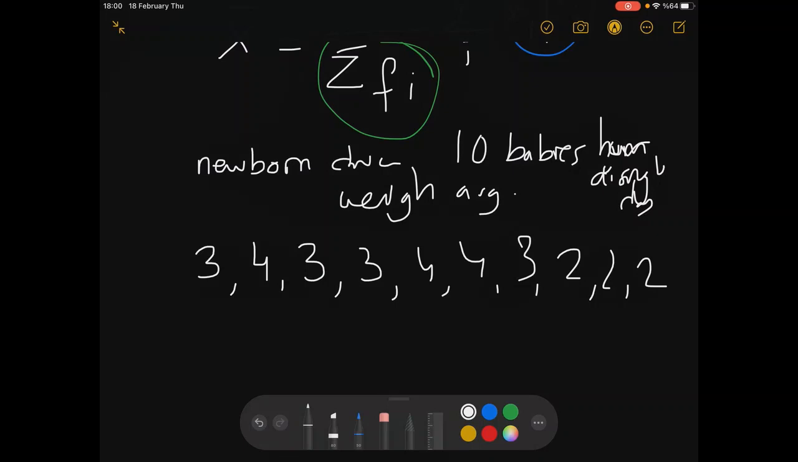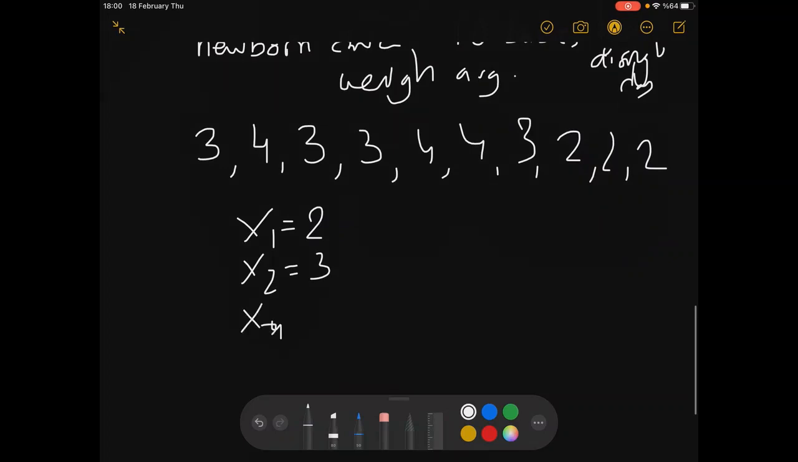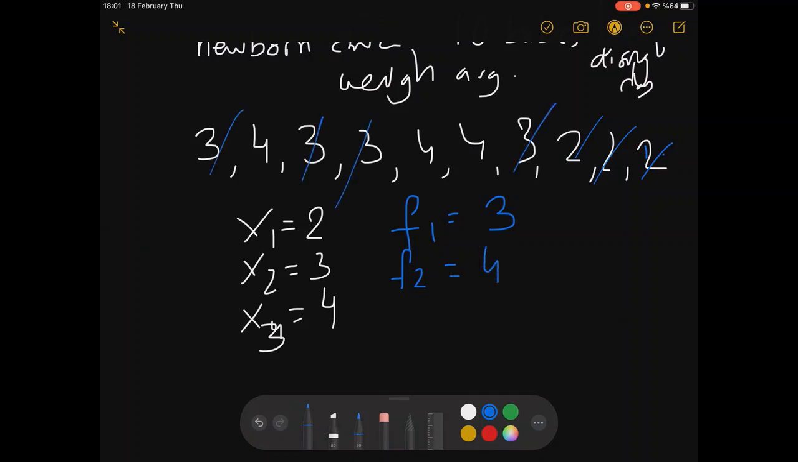And we have only three different weights here. Okay, the first one is 2 kilograms, the second one is 3 kilograms, and the third one is 4 kilograms. And they also have their own frequencies, right? How many 2 kilogram babies do we have? You see, 1, 2, 3. Okay. And how many 3 kilogram babies do we have? 1, 2, 3, 4, right? Good. And how many 4 kilogram babies do we have here? F3 equals 1, 2, 3.